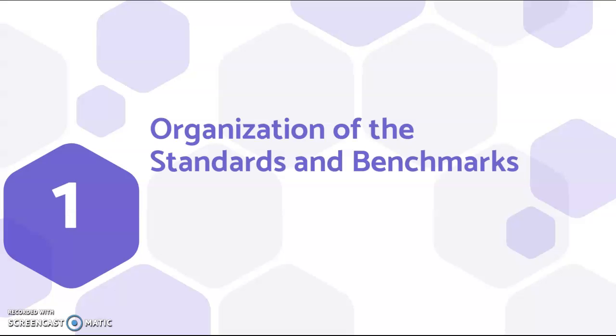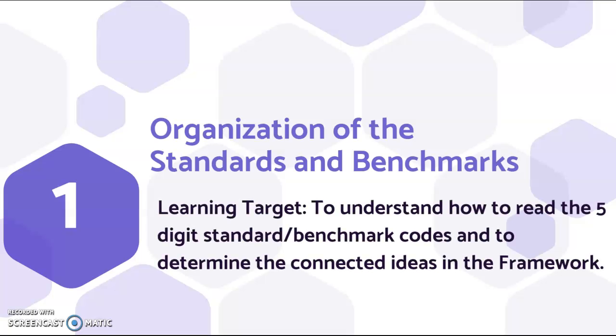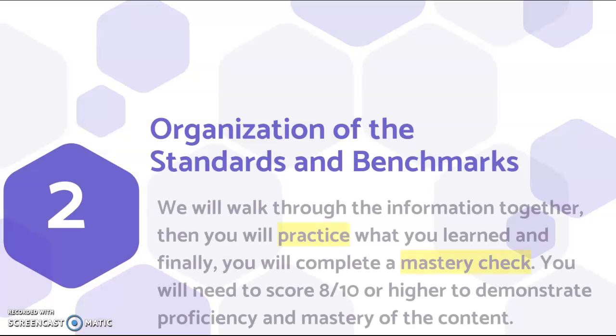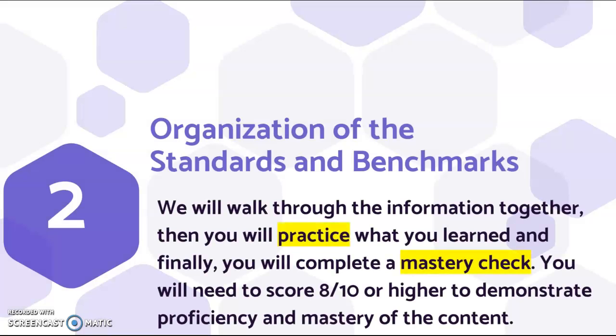First of all, the organization of the standards and benchmarks. We're going to talk about the digits, the letters, and how the standards and benchmarks are organized. Our learning target today is to understand how to read the 5-digit standard or benchmark codes and to determine the connected ideas in the framework. We will walk through the information together through this video, then you will practice on your own, and you will also be completing a mastery check. You will need to score 8 out of 10 or higher to demonstrate proficiency and mastery of the content.